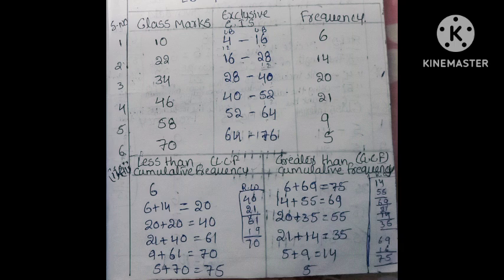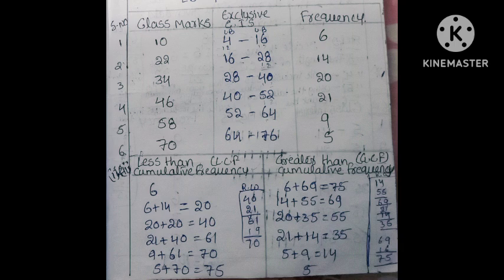Next, greater than cumulative frequency. How to construct the greater than cumulative frequency? Adding up the frequencies upwards from the last class to the specified class. You already know the process. First, the last frequency as it is, that is 5 only. Next, the fifth frequency is 9. So 5 plus 9 equals 14.